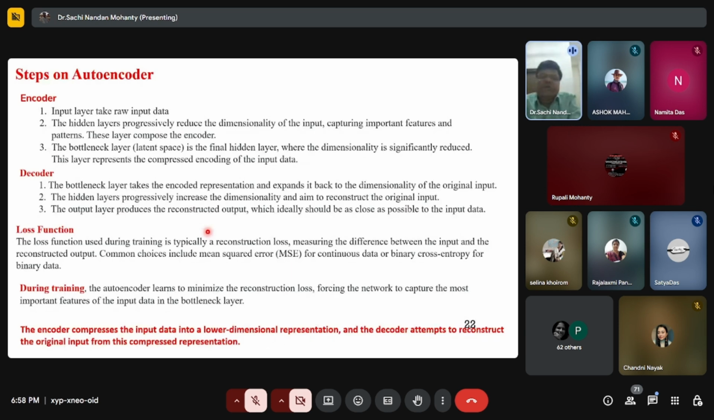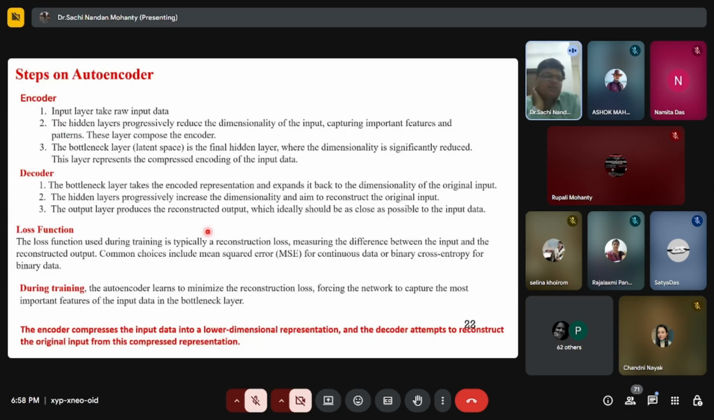Loss is nothing but the error function. You can calculate the loss function down to as close to 0 as possible. The loss function is typically the reconstruction loss, measuring the difference between the input and the reconstructed output. A common choice is the mean square error, and there are many types of entropies, such as binary entropy or cross entropy. You can use any type of loss function.